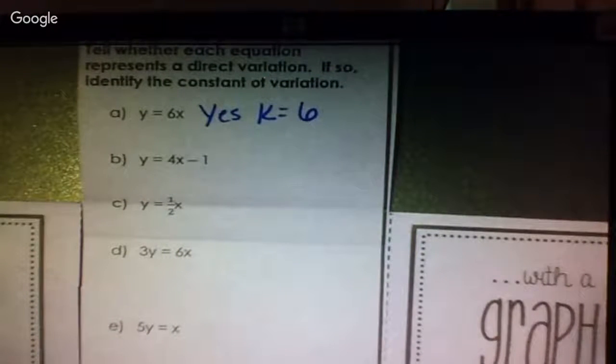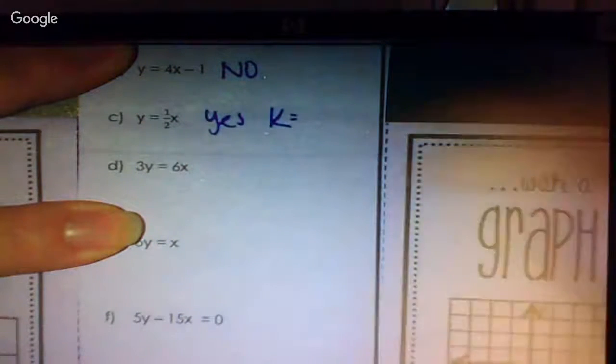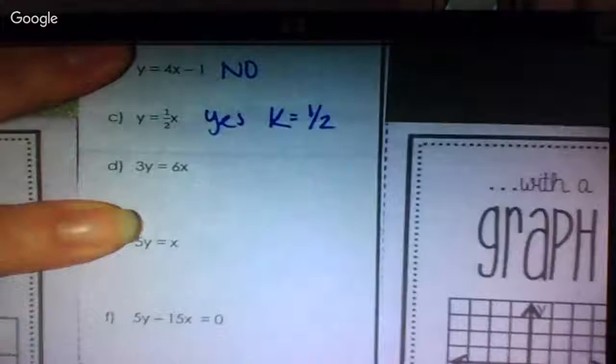Take a look at number 2. That's a no. You've got a y-intercept that's not 0. Letter C. Muhammad said yes. What's my k value, Emma? There's so many Emmas in here.